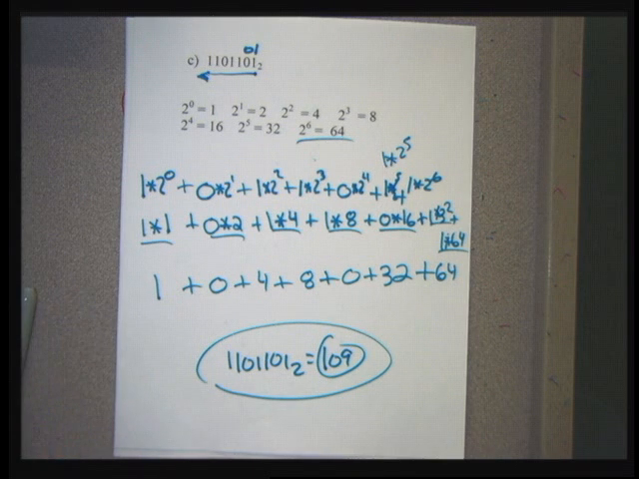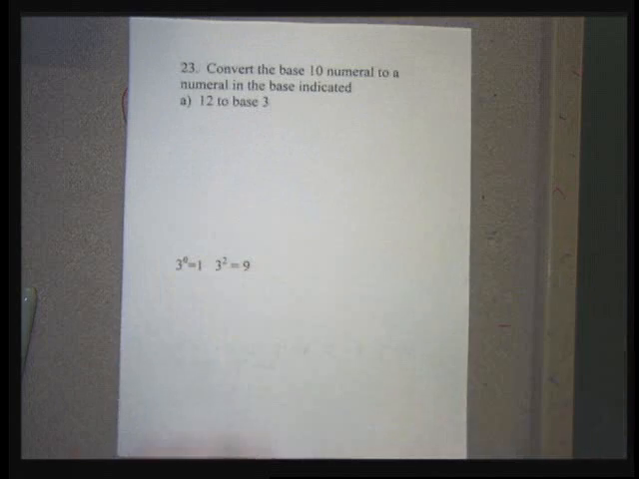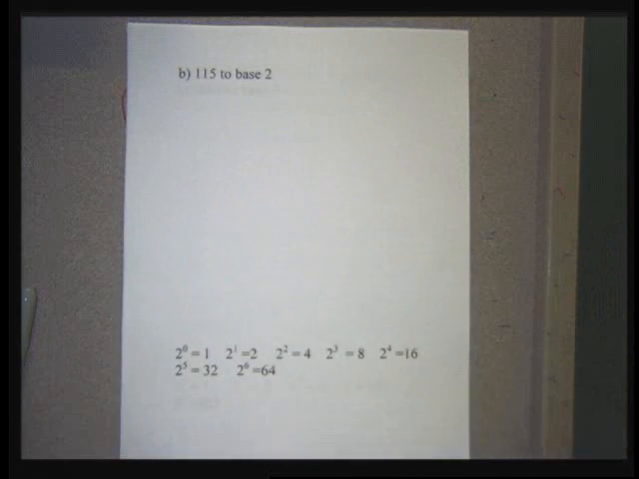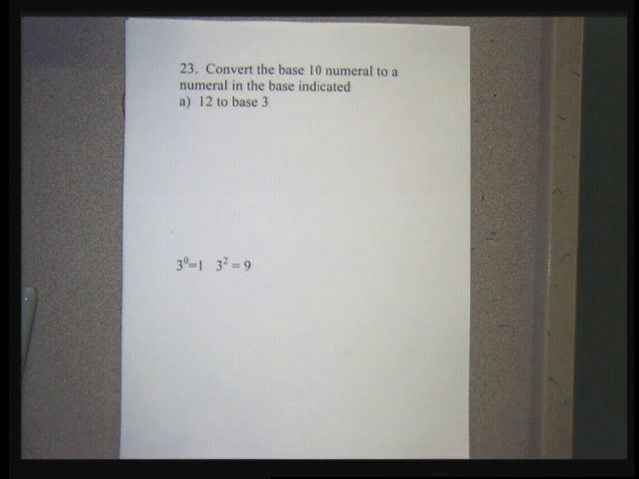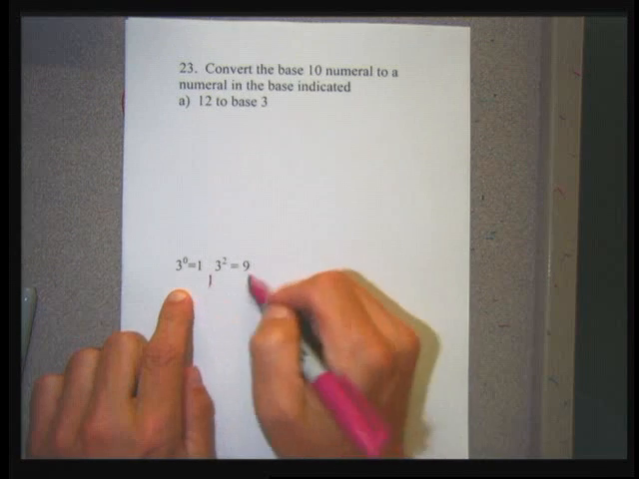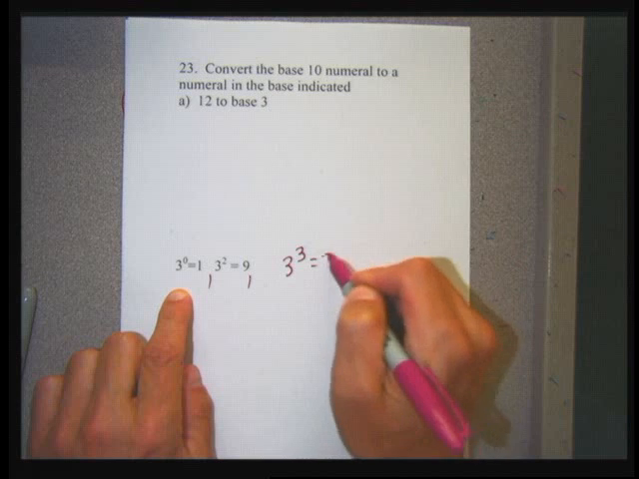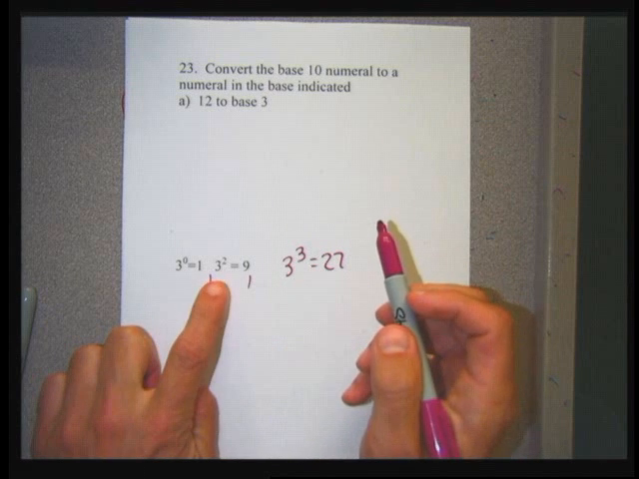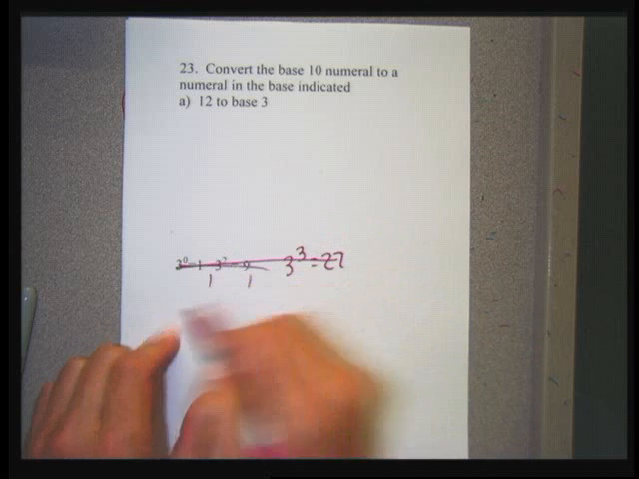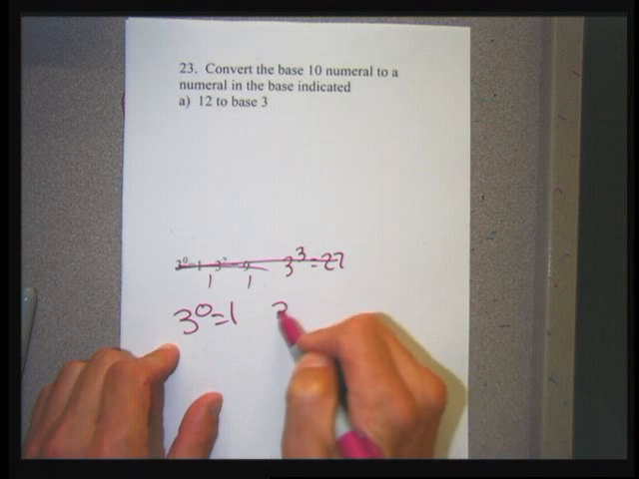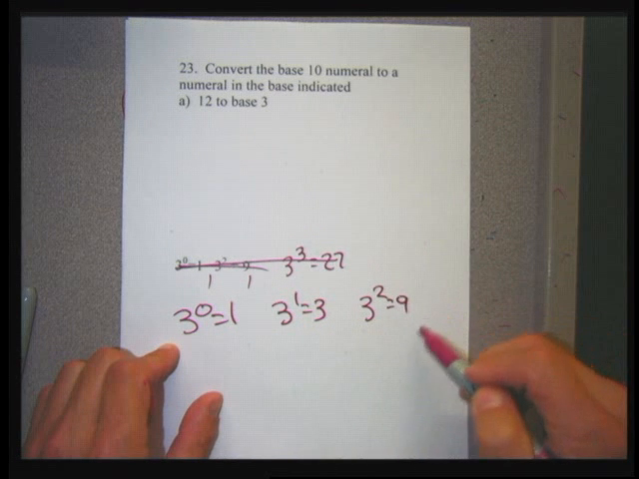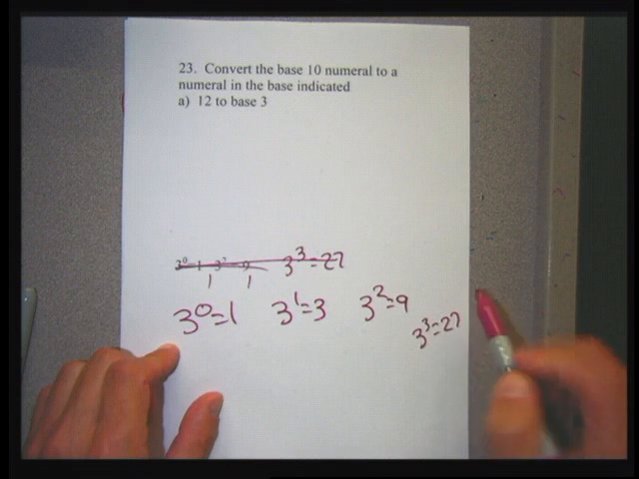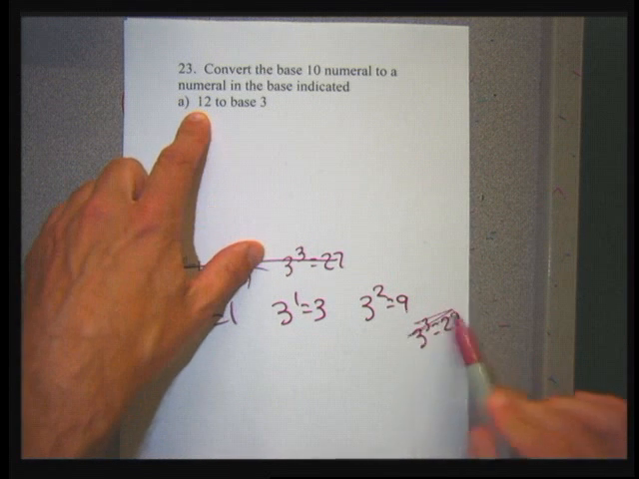The next few must be going backwards. The next one wants me to take something in base 10 and write it in another base. To do that, I look at the base that I'm worried about. Here I'm worried about base 3, and I start thinking about the powers of 3. 3 to the 0 is 1, 3 to the 1 is 3, 3 squared is 9, and 3 cubed is 27. 27 is bigger than 12, so I'm not going to worry about it.